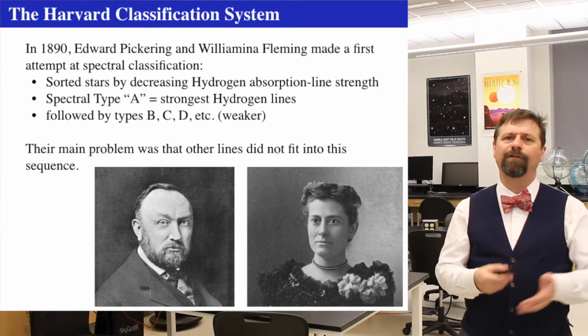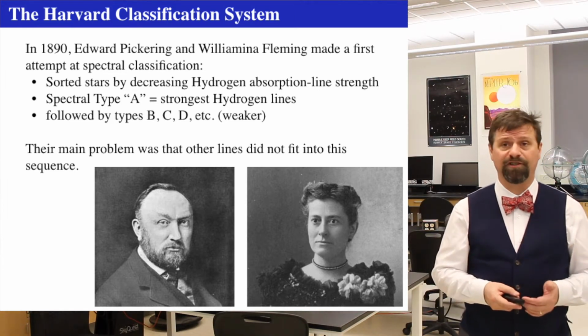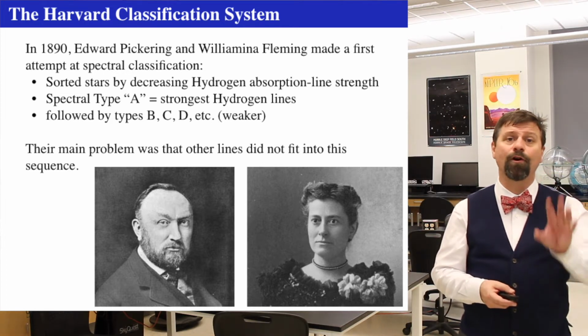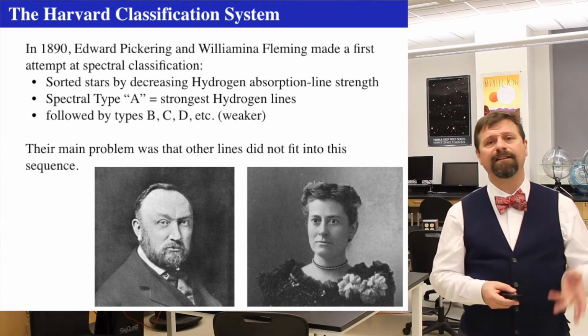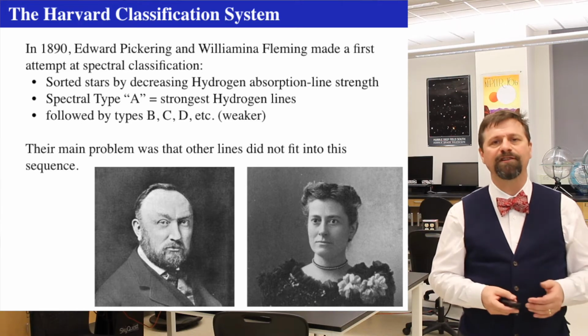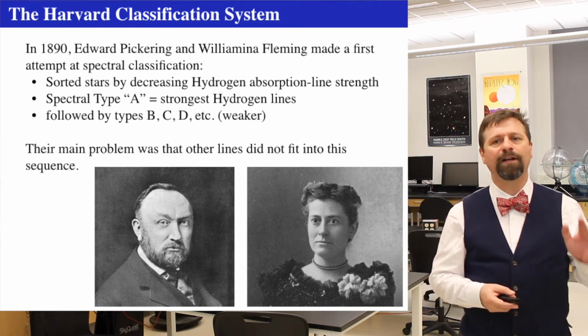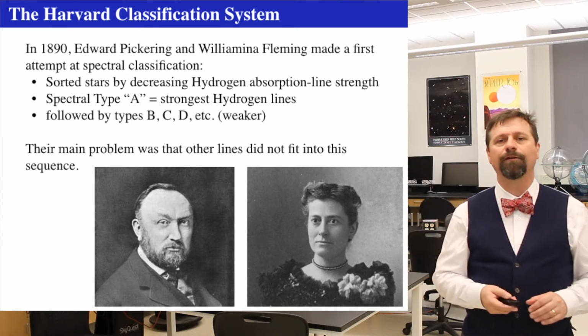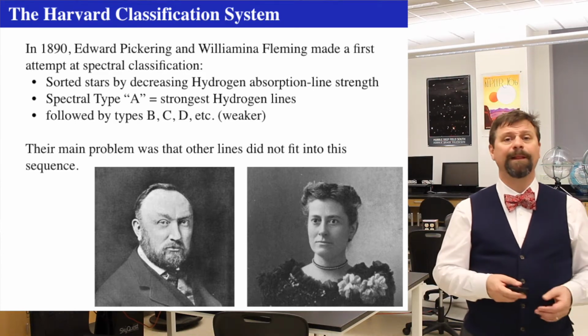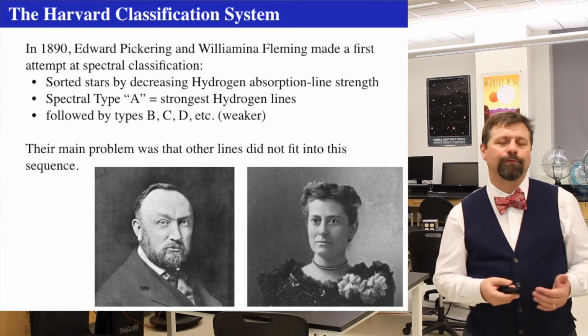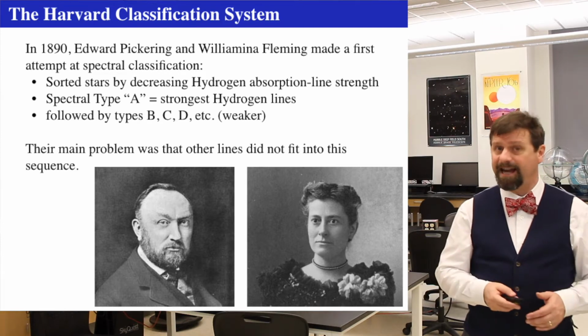First, they sorted the stars by hydrogen absorption line strength. They looked at how strong the hydrogen absorption line was, and they said, well, the A stars have the strongest hydrogen absorption lines, and they went farther and farther down with weaker and weaker hydrogen absorption. So that was mainly their goal, just to organize them by hydrogen absorption.